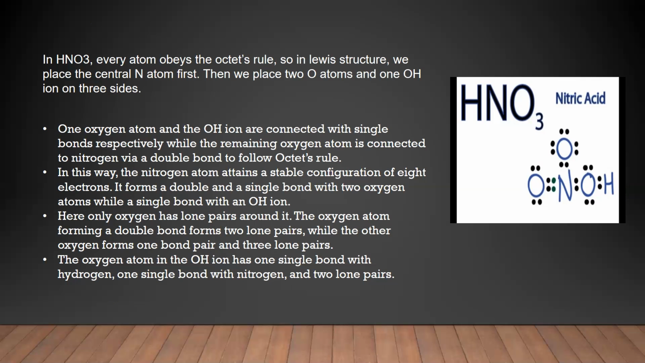So, in this way, all the atoms are connected with each other to complete their octet. As nitrogen has 5 electrons in its outermost shell, it will form bonds with the 3 oxygen atoms to complete its octet. In this way, the nitrogen atom attains a stable configuration of 8 electrons. It forms a double and a single bond with 2 oxygen atoms, while a single bond with an OH ion.